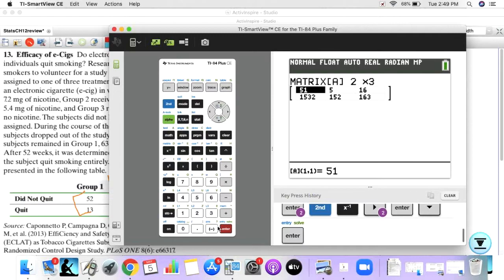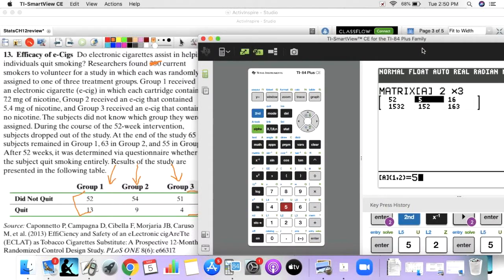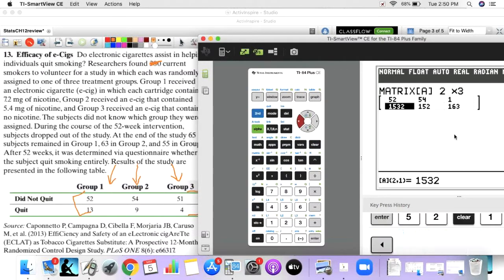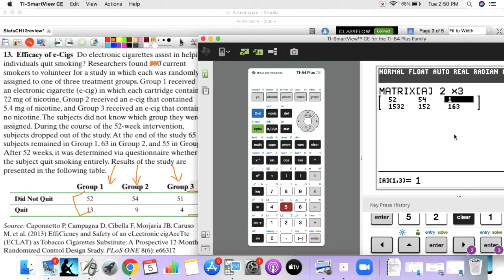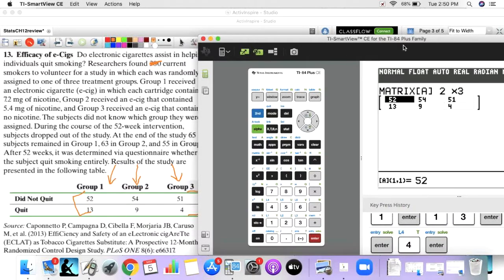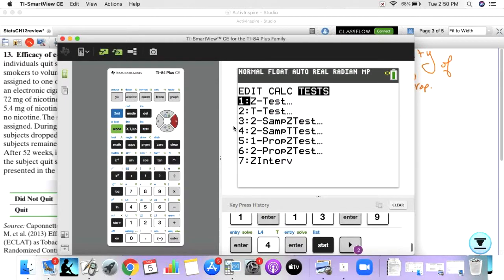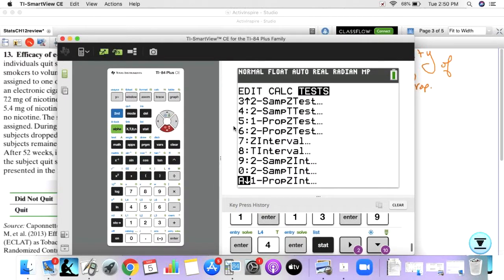So in that first cell, if I take a look, it's going to be 52, and then 54, 51, 254, this one's 51. Down to 13, over to 9, and then lastly we have 4 there. So I have all of this in. Now I'm going to use my chi-squared test. So I'm going to go to stat, over to tests, and down to chi-squared.